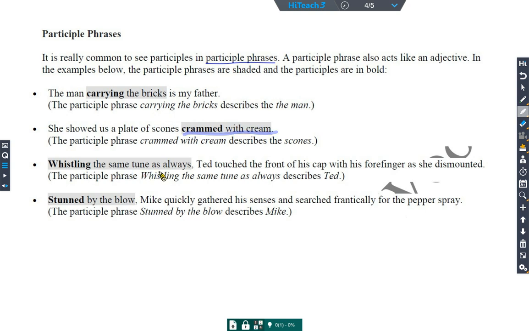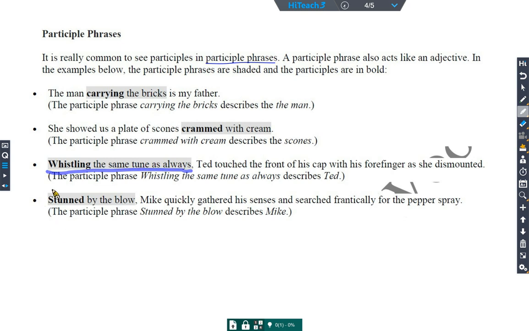Whistling the same tune as always, Ted touched the front of his cap with his forefinger as she dismounted. Ted can be a girl, no problem. So whistling the same tune as always. So at the same time, what is she doing? Yeah, she's whistling at the same time. So this is the adjectival phrase.